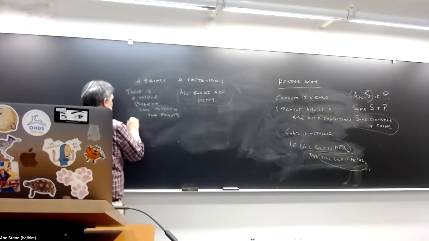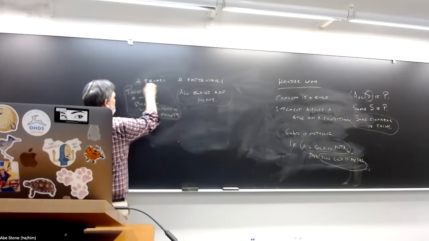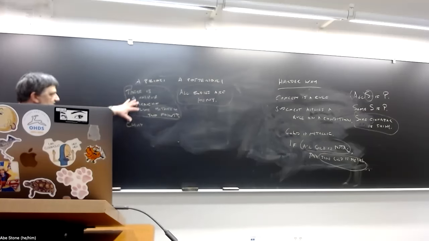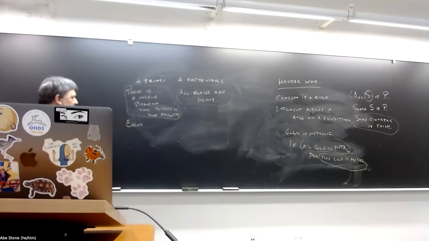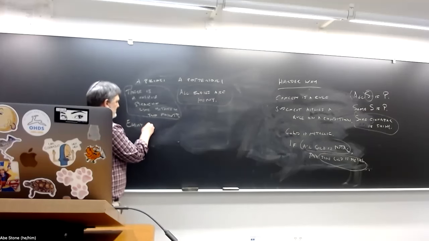And like most of the geometrical examples in the book are somehow related to this, right? Like the one he discusses in the introduction is about the straight line between two points being the shortest path. Okay, and another example is every event has a cause.